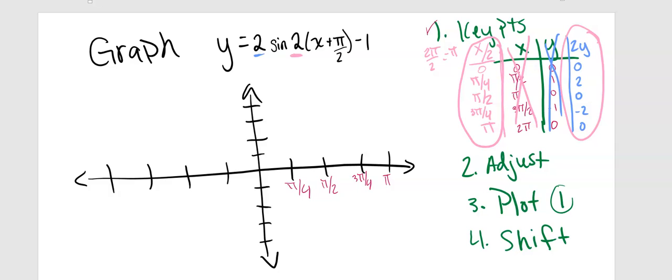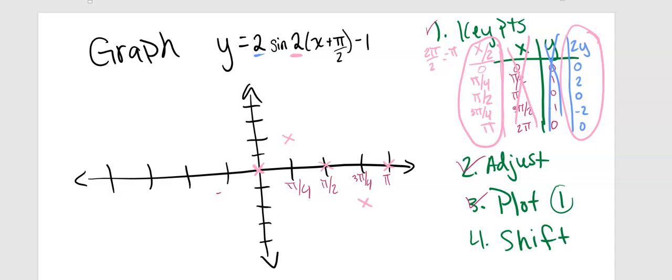Okay, so 0, 0. Pi fourths, 2. Pi halves, 0. 3 pi fourths, 2. Pi, 0. So the light pink x's that you see are my current key point values. They've already been adjusted. Okay, so you've done step 1, step 2, step 3. We now need to see if we have any shifts.